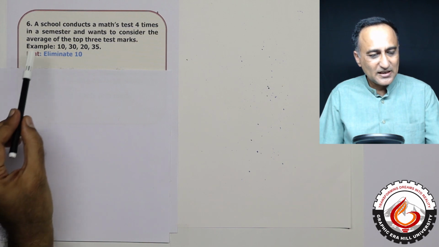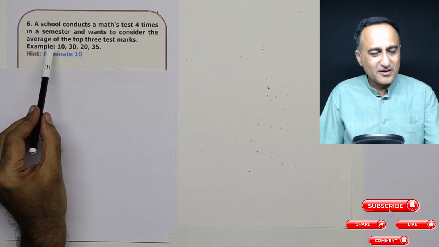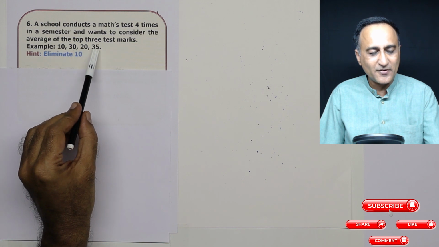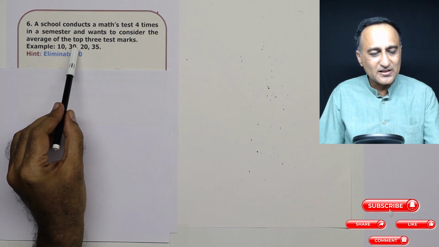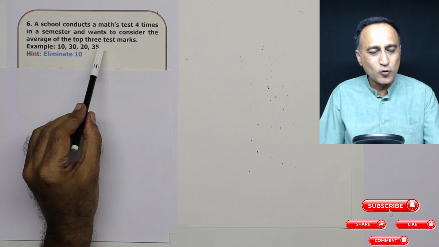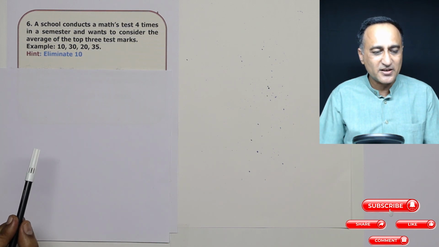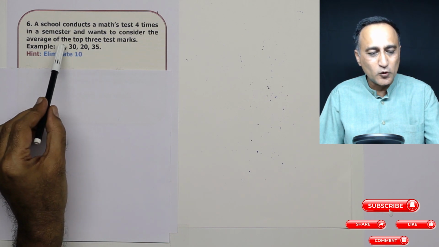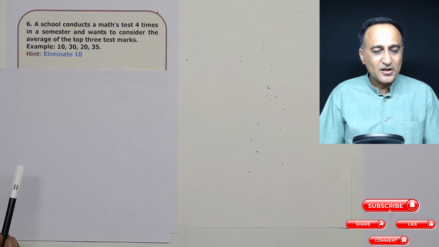What it means is, if the marks in the 4 tests a student has got are 10, 30, 20 and 35, I am only going to consider 30, 20 and 35 out of 50. Assume the test is conducted out of 50. So I am only going to take the top 3, or the best 3, and I am going to eliminate 10.